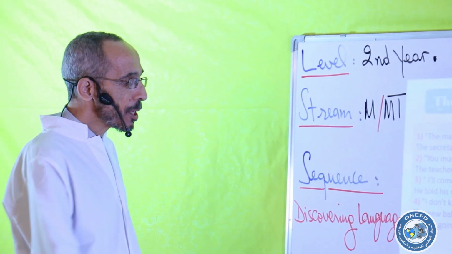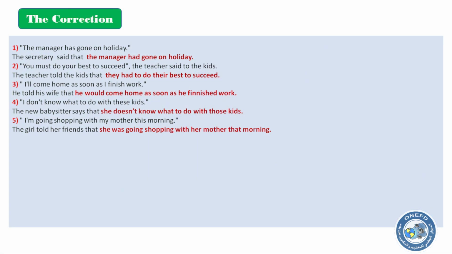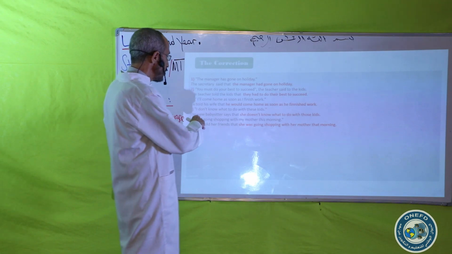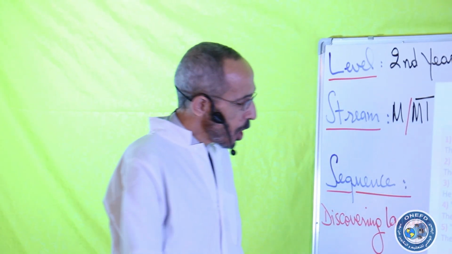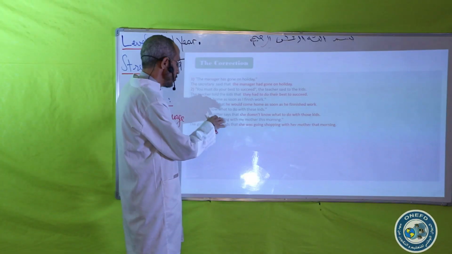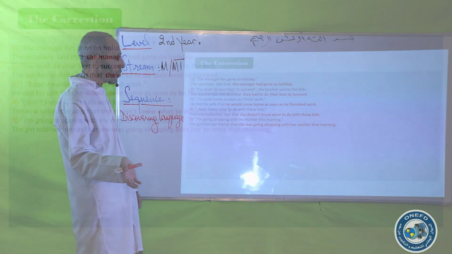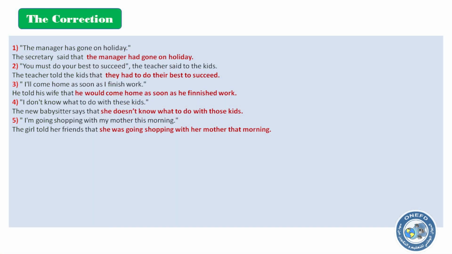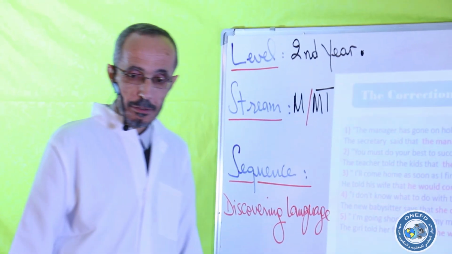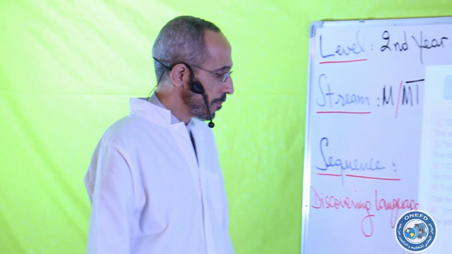5. I'm going shopping with my mother this morning. The girl told her friends that she was going shopping with her mother that morning. Here, as you can see, I'm going, change it to she was going. Present continuous, change it to past continuous. And my, change it to her, because it's a girl.